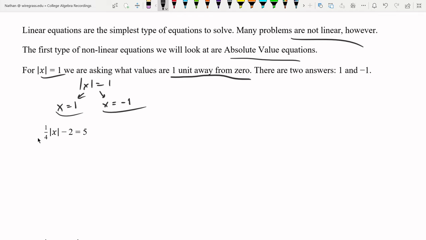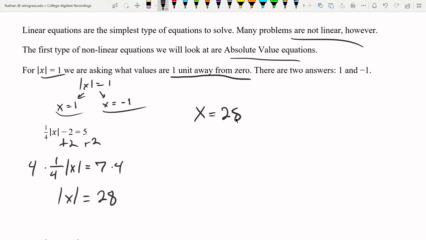So for this first one, I'm going to solve this by adding 2 to the other side. 1/4 the absolute value of x equals 7, and then I'm going to multiply by 4. That gives me the absolute value of x by itself. 7 times 4 is 28. At this point, I can break this equation into two equations. The first equation is going to be the exact same thing without absolute values, so x equals 28.